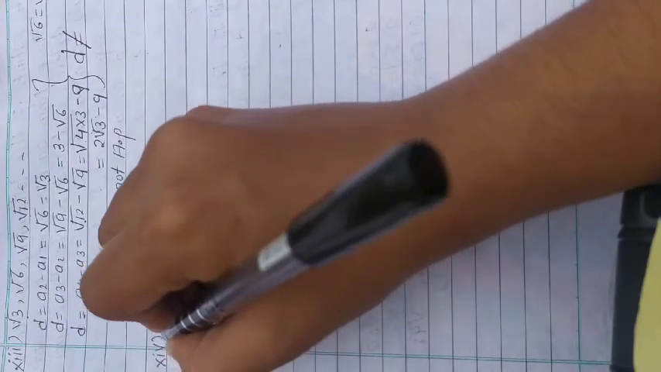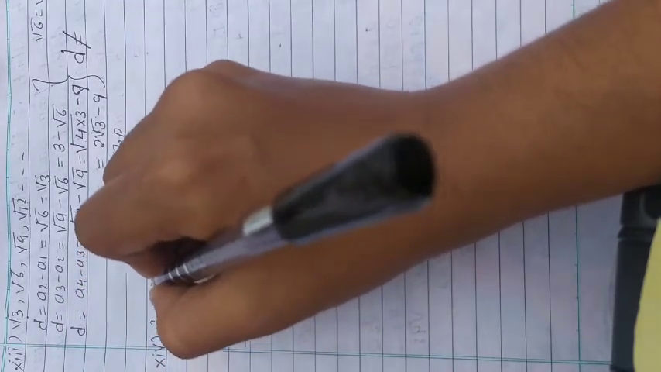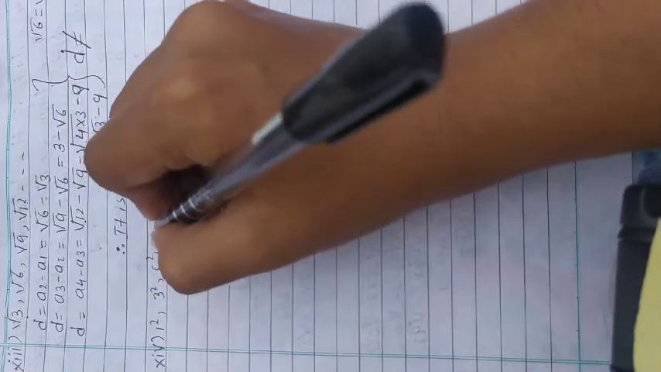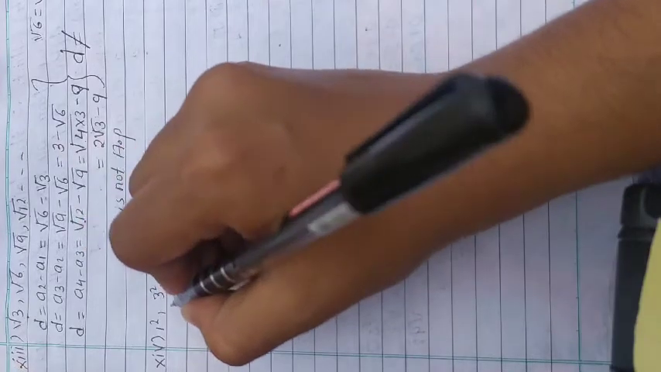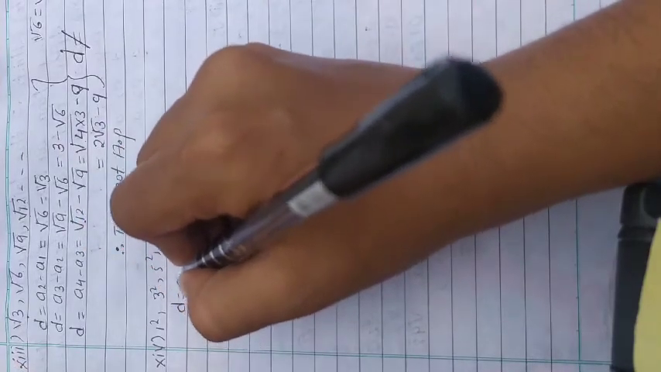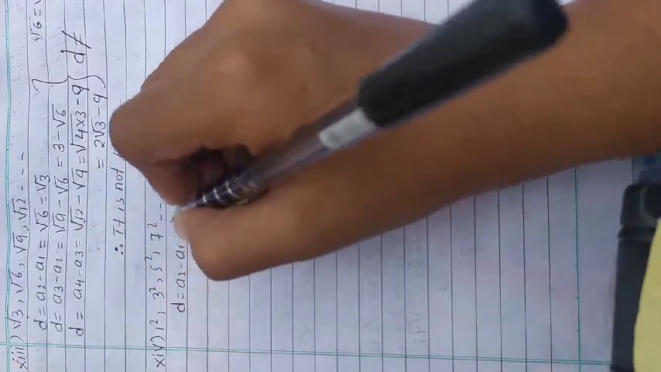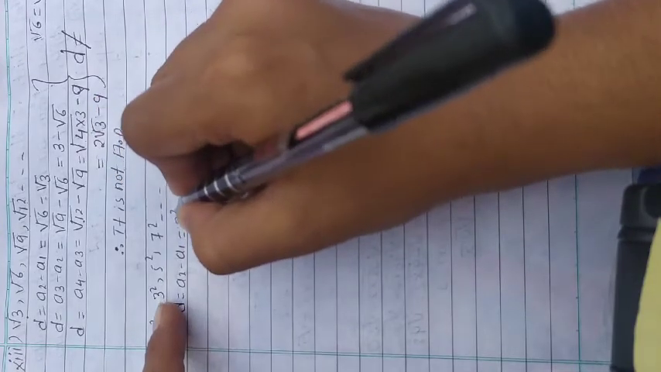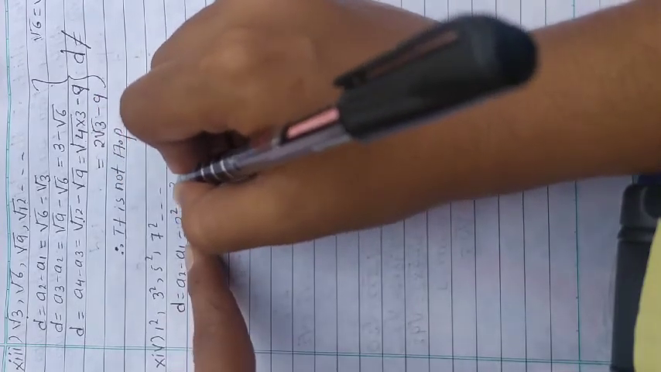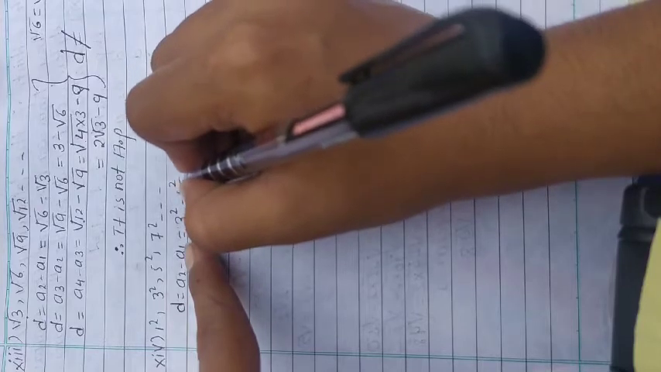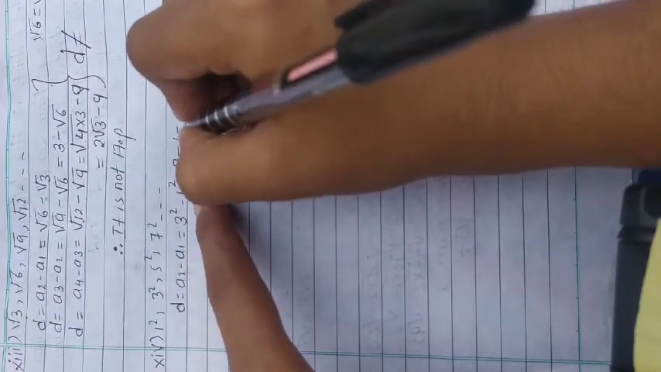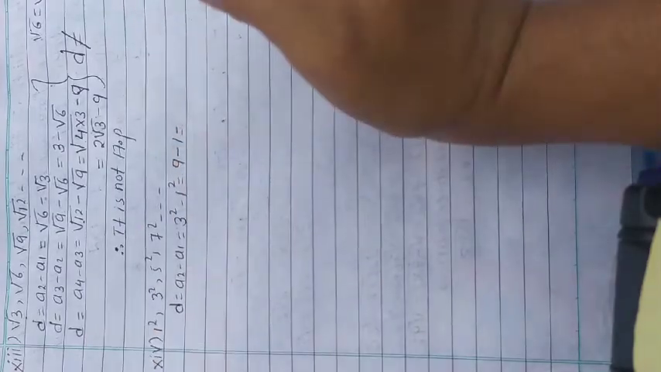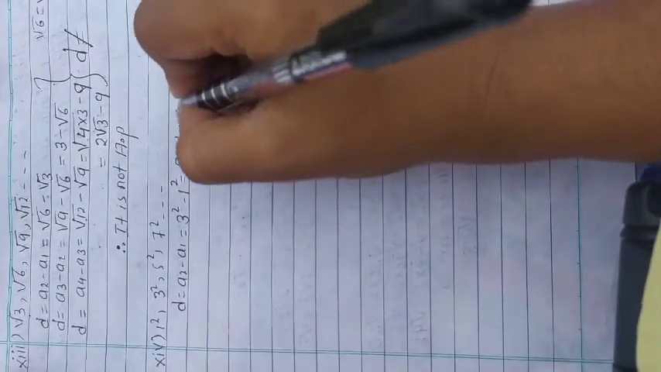14th question: 1 square, 3 square, 5 square, 7 square, and so on. Here also find the common difference and write three more terms. D equals A2 minus A1. What is A2 here? 3 square minus A1, which is 1 square. 3 square can be written as 9, minus 1 square which is 1. So we get 9 minus 1, which is 8.